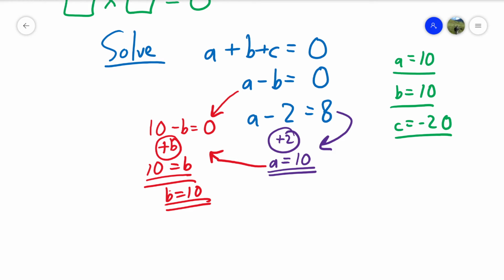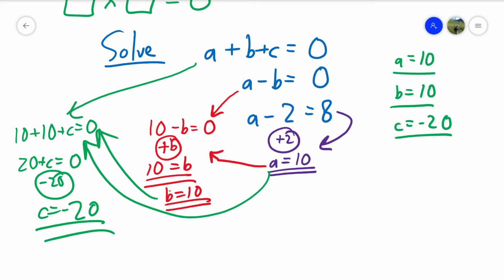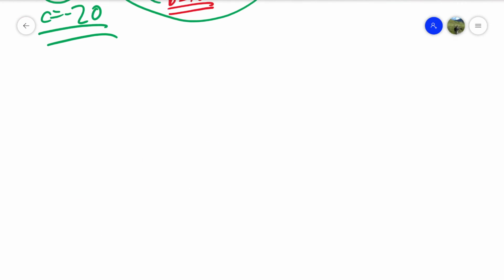Then we can finish off by saying, oh, we can now work out c, because we can take this equation. We know what b is, we know what a is. So we can say 10 plus 10 plus c equals 0. So 20 plus c equals 0, minus 20 from both sides, c equals minus 20. There we go. Let's do the next question.